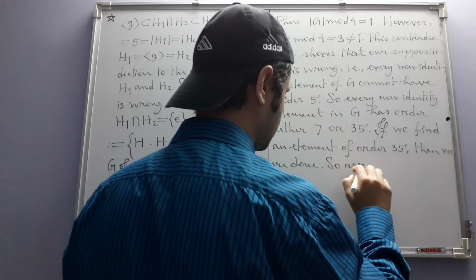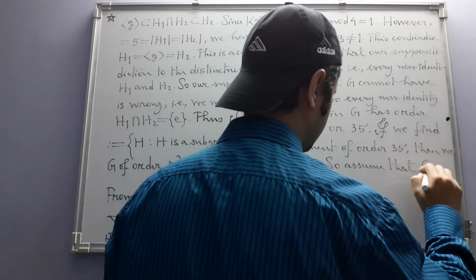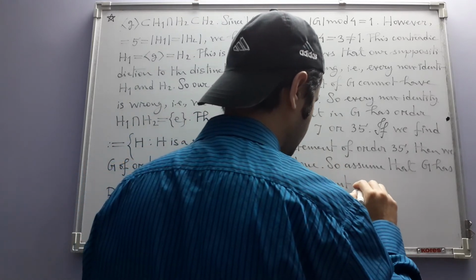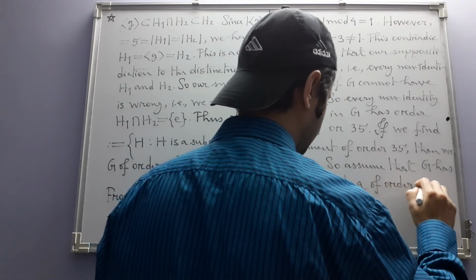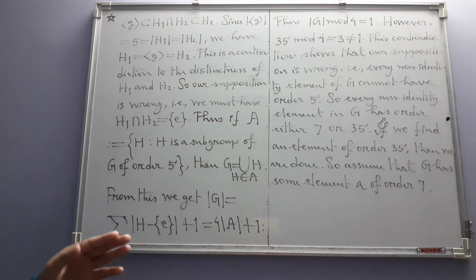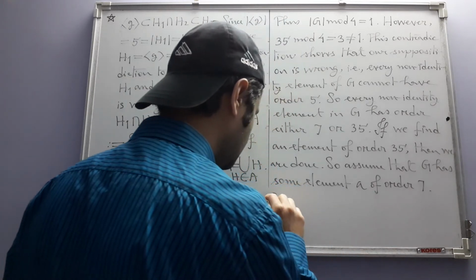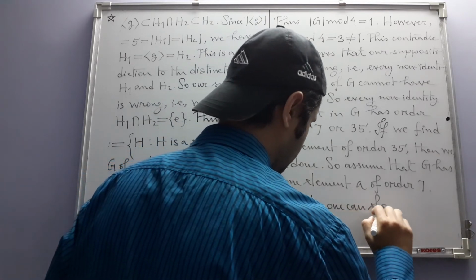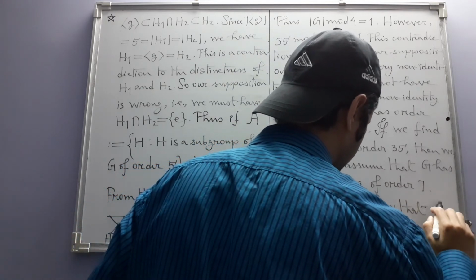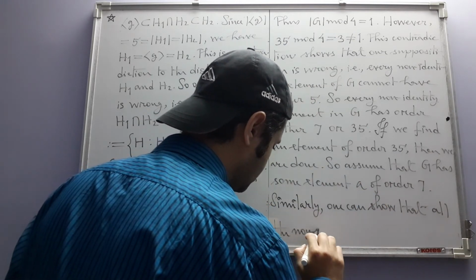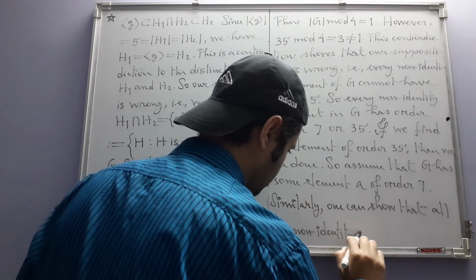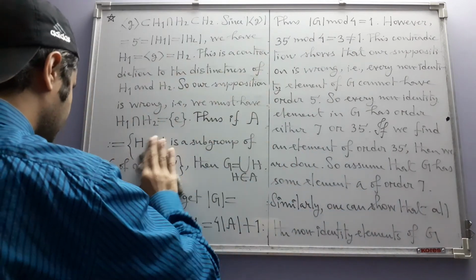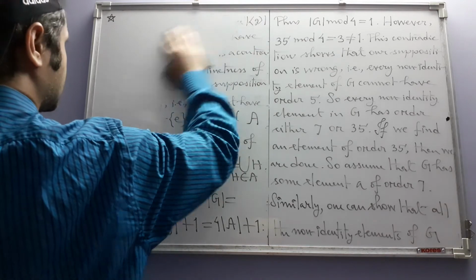So, assume that G has some element a of order 7. Now, whatever we did with 5, we can do a similar thing with 7. Similarly, one can show that all the non-identity elements of G cannot have order 7. Exactly similarly one can show.